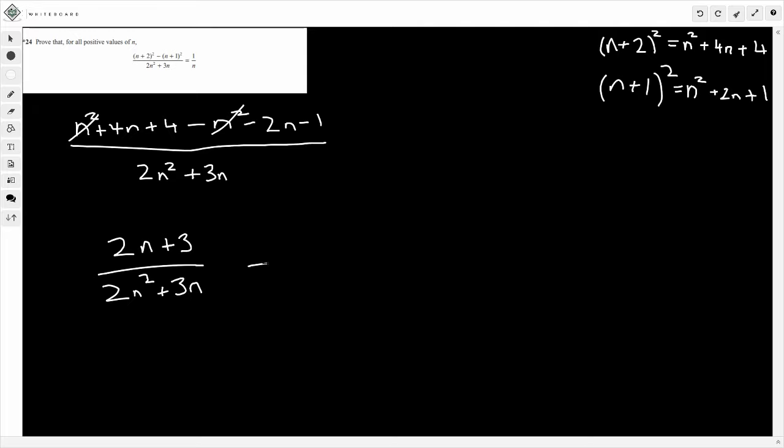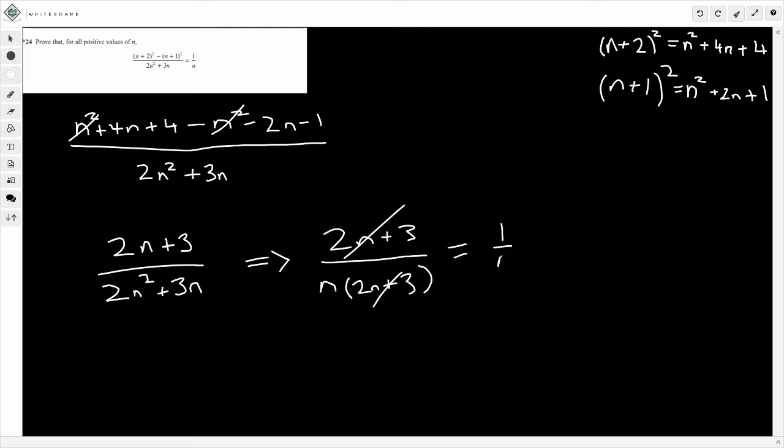The numerator will stay the same, 2n + 3. For the denominator, we can factorise n out. So n times 2n, and then what do we have to times that by? That'll be plus 3. You can see now where this is going. We've got a 2n + 3 in the numerator and a factor of 2n + 3 in the denominator. So they're just going to cancel to give me 1 divided by n.